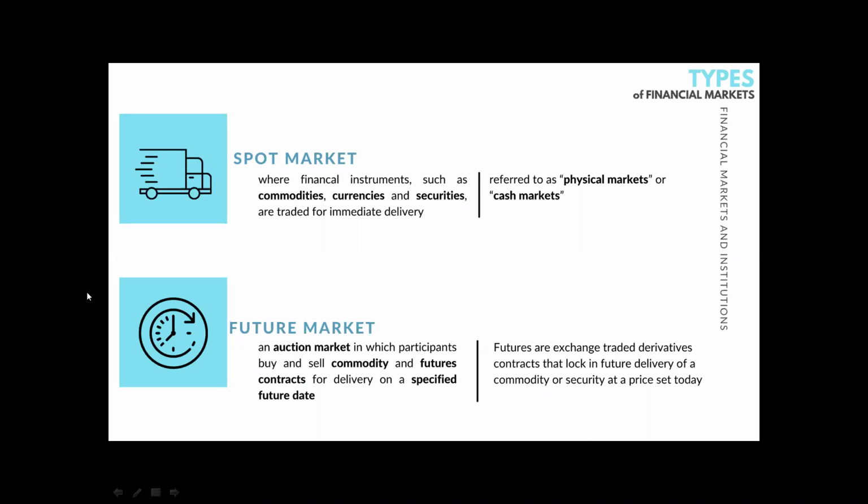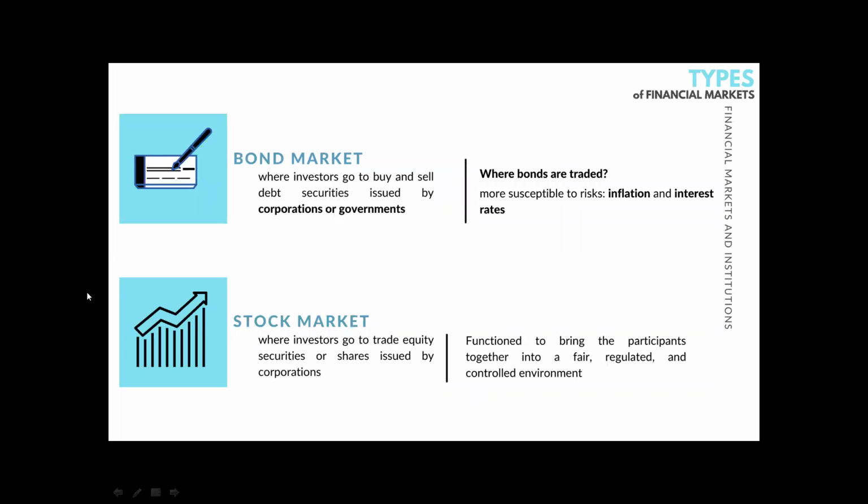And then futures market, also known as auction market, in which participants buy and sell commodity and futures contracts for delivery on a specified future date. Futures are exchange-traded derivatives contracts that lock in future delivery of a commodity or security at a price set today. To continue, let's talk about bond market and stock market.